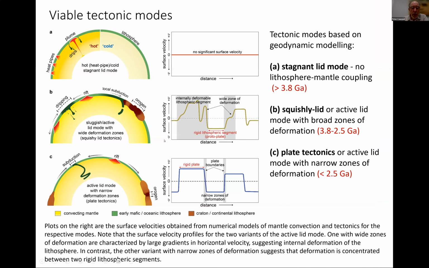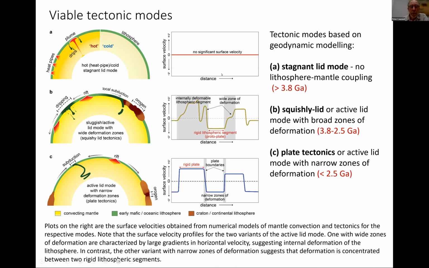So this diagram attempts to show that plate tectonics is the current mode, as shown in this bottom diagram, and also known as active lid mode. And what you can see here is that the characteristics of plate tectonics are rigid plates with rapid changes in surface velocity, or in 2 dimensions, or in 3 dimensions, it would be angular momentum, with narrow plate boundaries, narrow zones of deformation represented by trenches, represented by spreading centers, represented by transform faults.